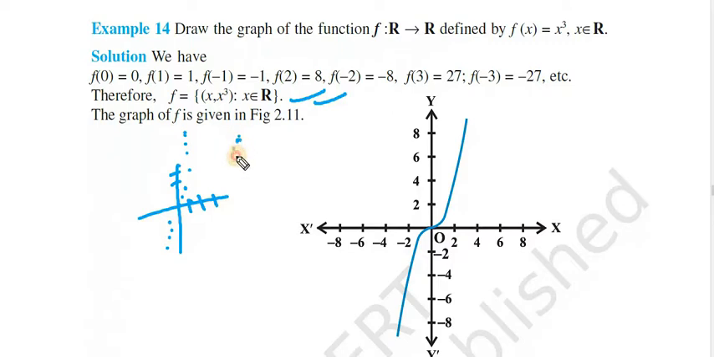For example, what will be the image of 0.2? f(0.2) will be 0.2 into 0.2 into 0.2, which is 0.008. So therefore this graph is a little bit flat in this part, and after that it increases. Up to 1, it is flat. Here also the same thing is happening.